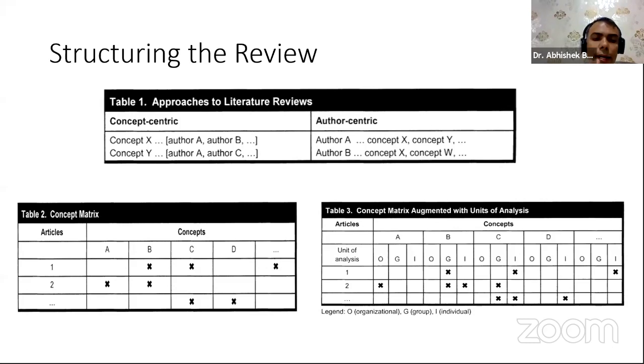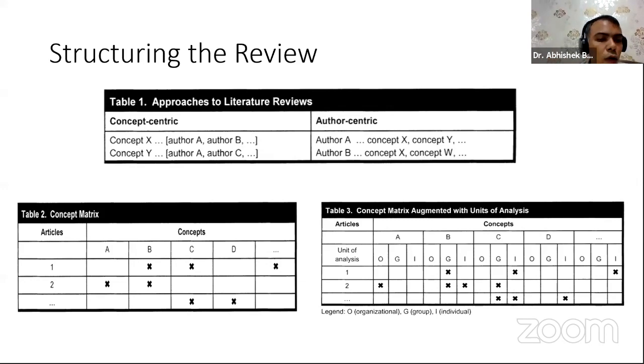And there are two approaches to write your review. It could be either an author-centric approach or a concept-centric approach. And that's where I was mentioning that your themes could come from concepts, or your themes could come from authors or the way authors have evolved over time. That's very, very important.